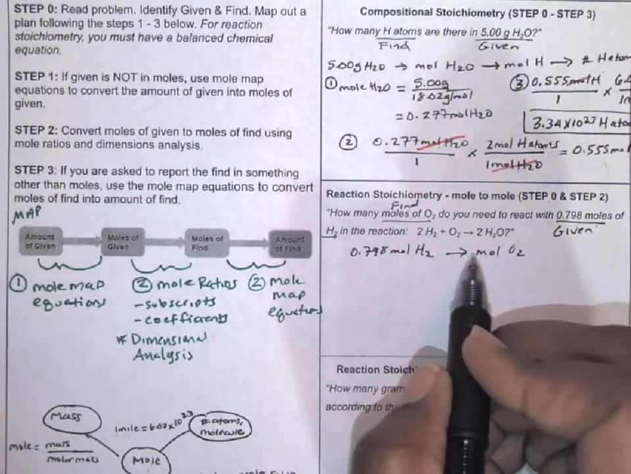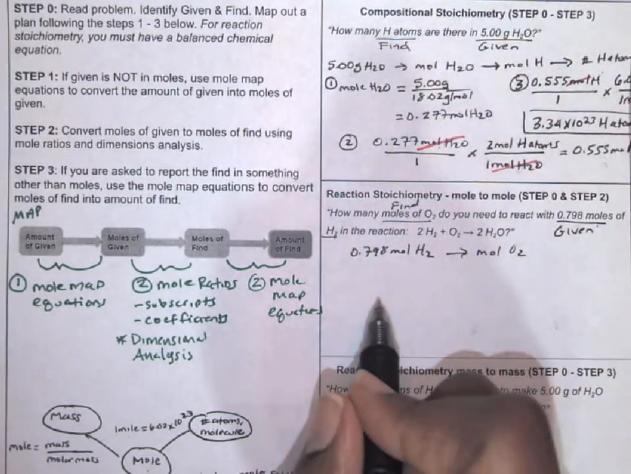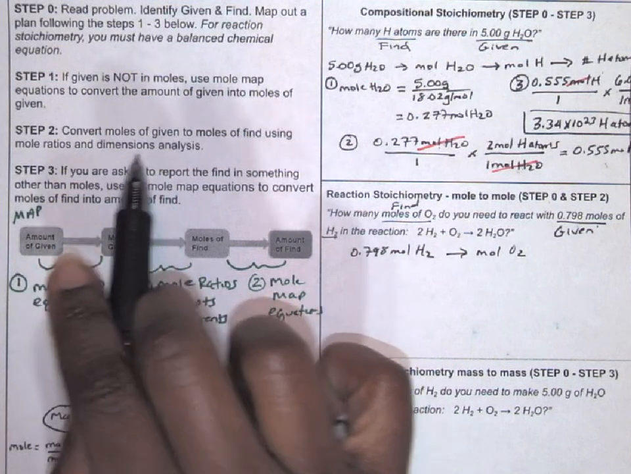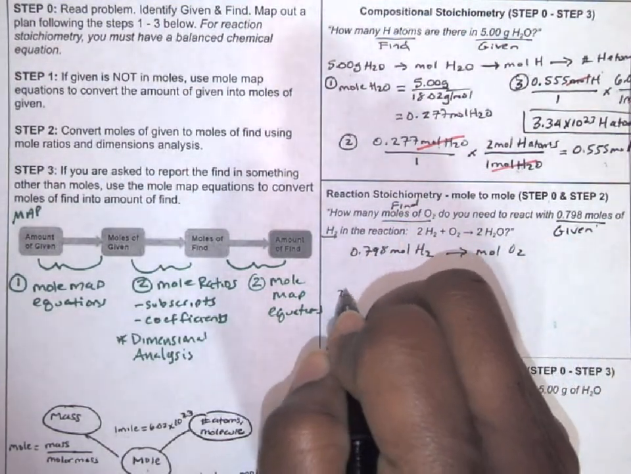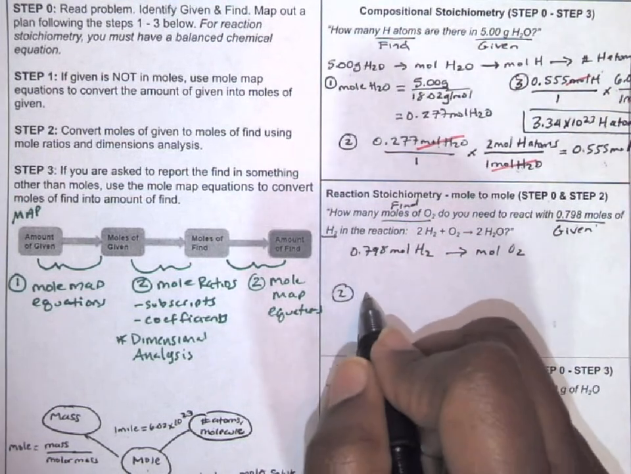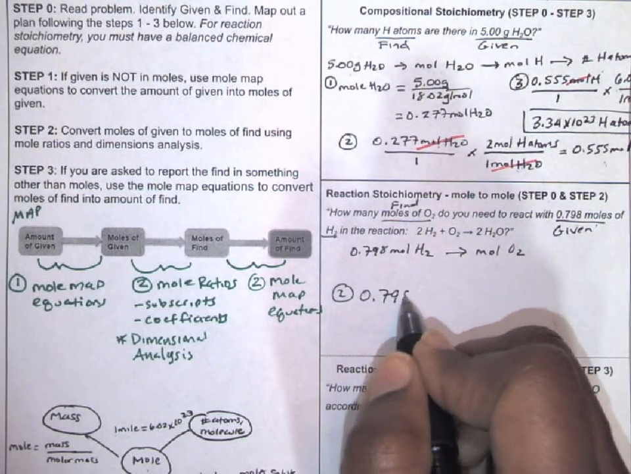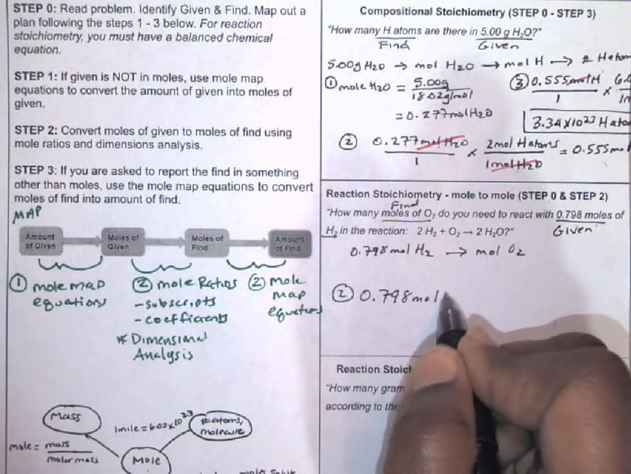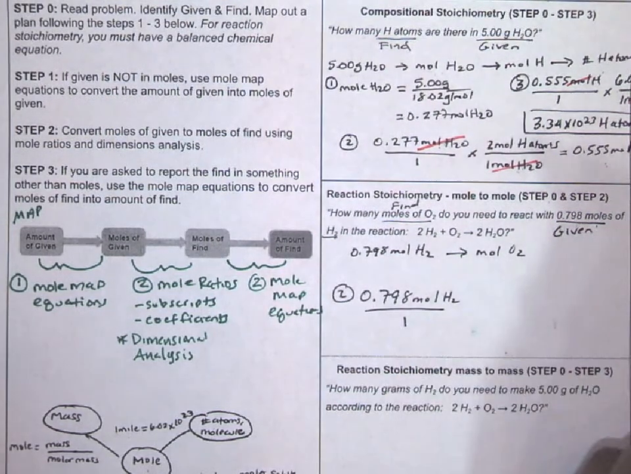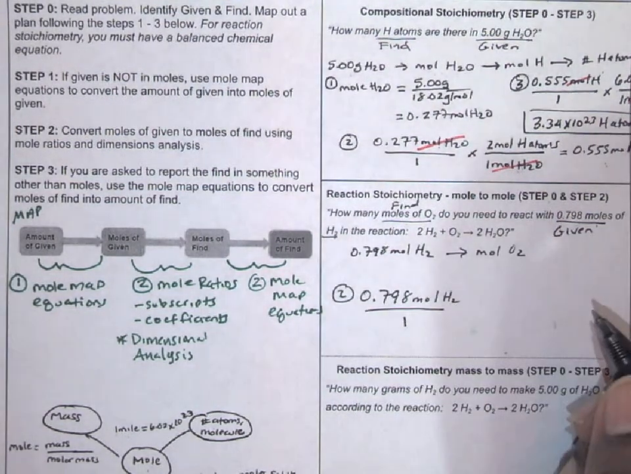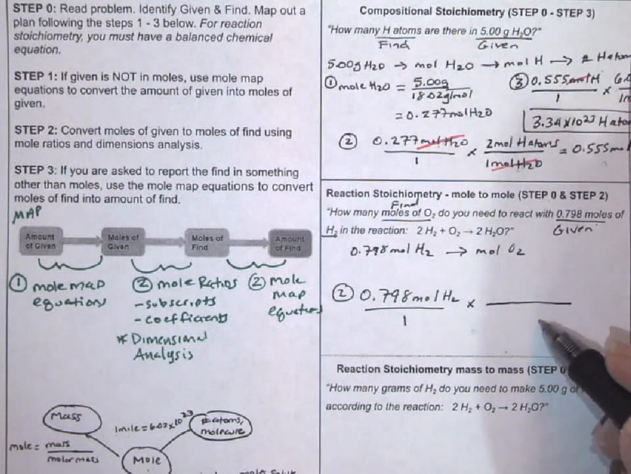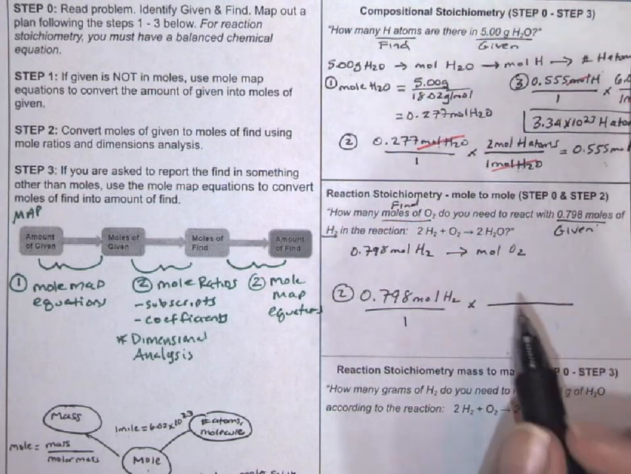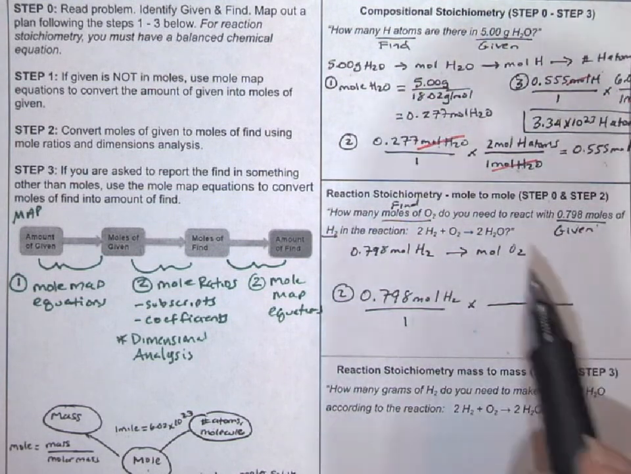So now that I've done that, I'm going to set up a dimensional analysis problem, right? We're using dimensional analysis for this step. So what does that look like? We're going to take our given, 0.798 moles of H2, and then we're putting it over 1 just to make it a fraction. Now this second fraction is my conversion factor. That's going to come from the mole ratio. So let's take a look at the mole ratios. Where do I get that from?